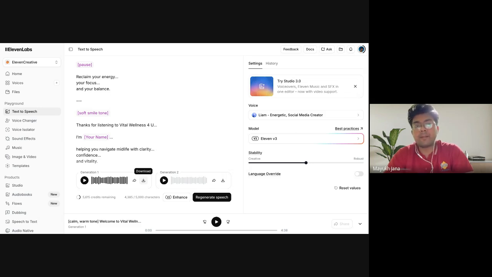See, it may happen that the first thing which is generated, you may like it, but not every time you may like it, right? So you can regenerate also. There are 2 generations they have already given in front of you, and there is a small download option also. When you click on download, it gets downloaded in MP3 version, in your downloads folder for me.